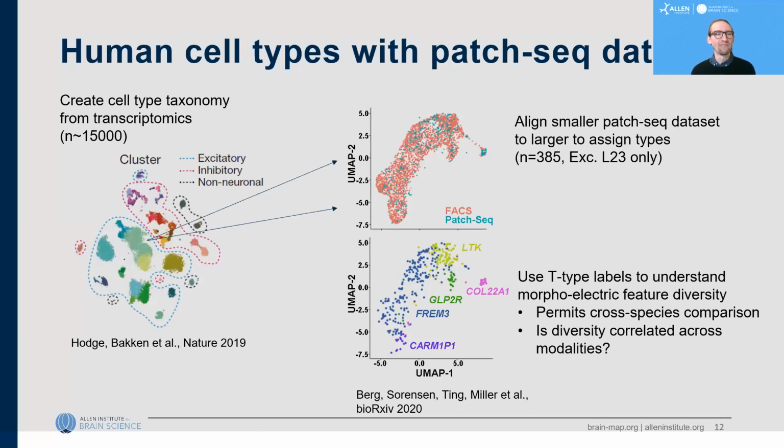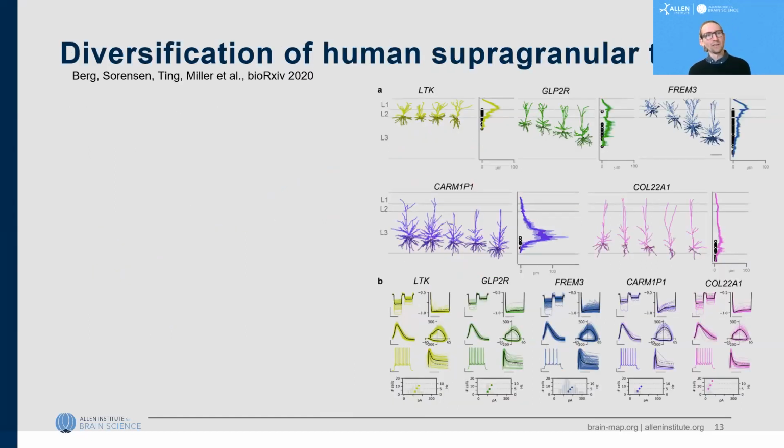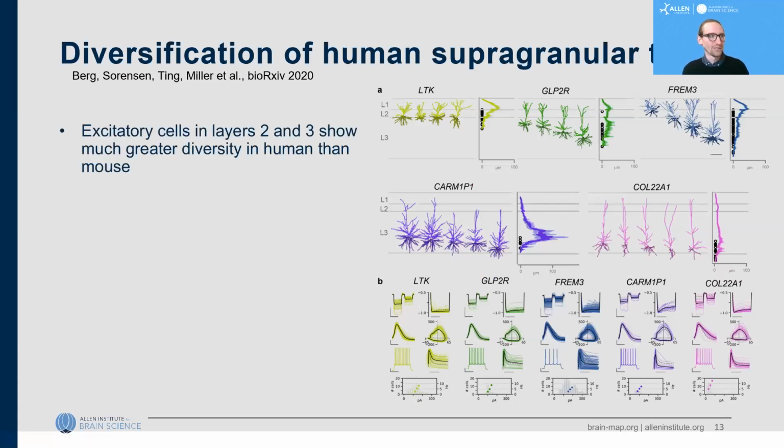We can also look at whether that diversity is correlated across modalities, whether types that are distinct transcriptomically are also distinct morphoelectrically. The results from this are pretty interesting. So this is data just released as a preprint also. We find that compared to mouse, the excitatory cells in layers 2 and 3 show much greater diversity in a few senses in human, which is expected since there's expansion of these layers in particular through evolution. Primates and humans in particular have much larger depth of layers 2 and 3.